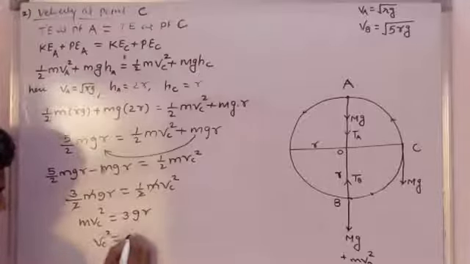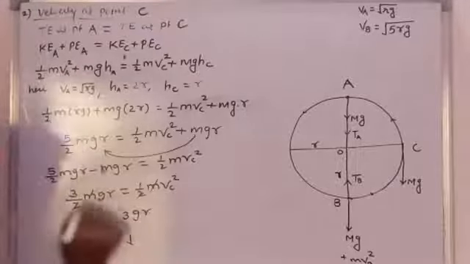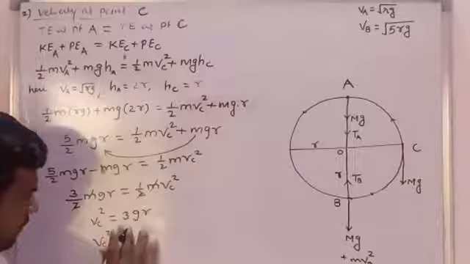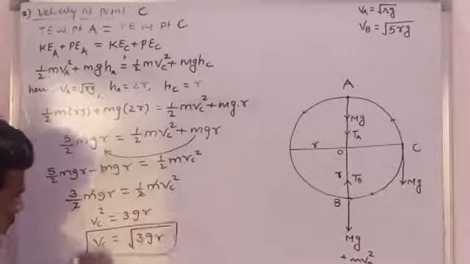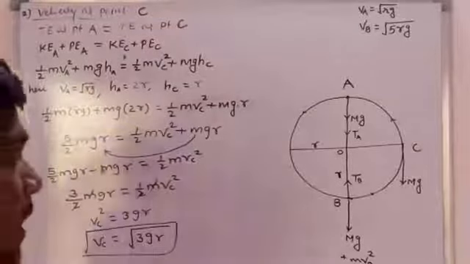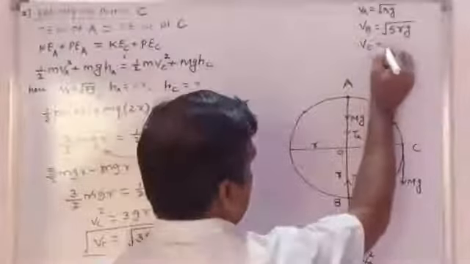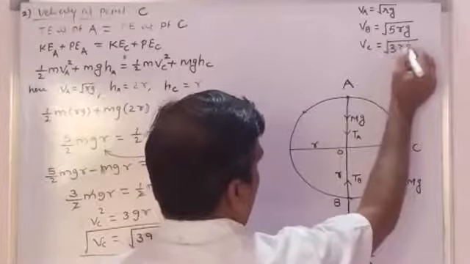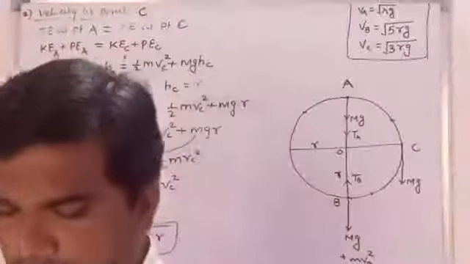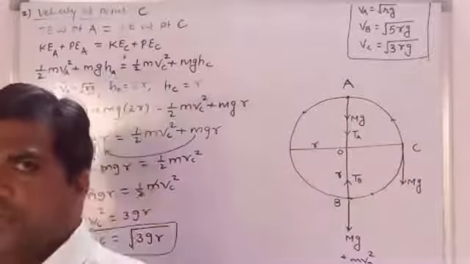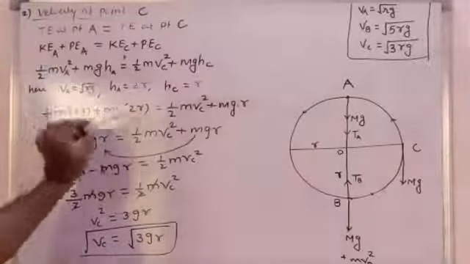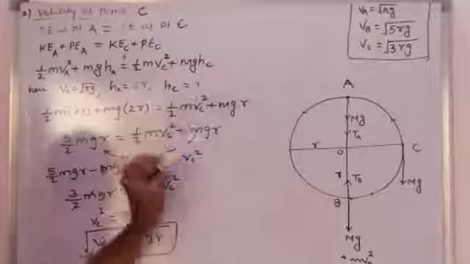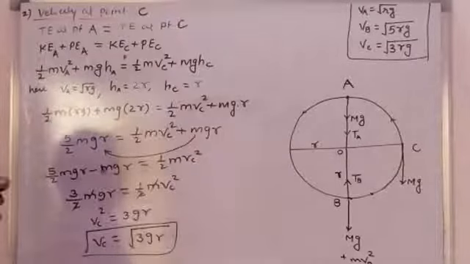Therefore Vc square is equal to 3gr. Therefore Vc is equal to under root 3gr, and this is the value for velocity of the particle at point C, that is Vc is equal to under root 3rg. These are the required formulas for velocity of particle at different positions, that is highest position, lowest position and middle position in vertical circular motion. And these are expressions for a point mass tied to a string performing vertical circular motion.